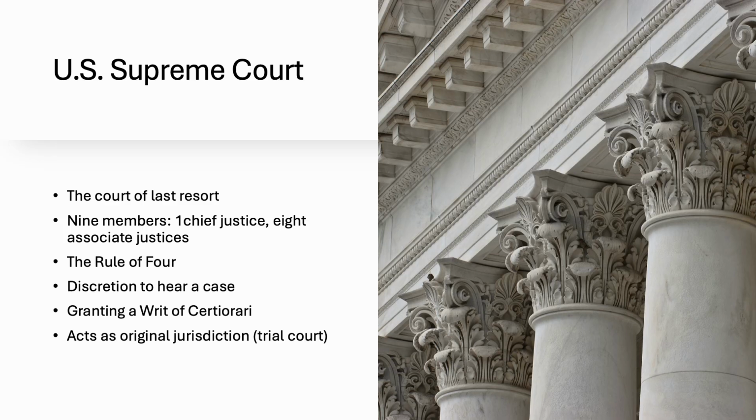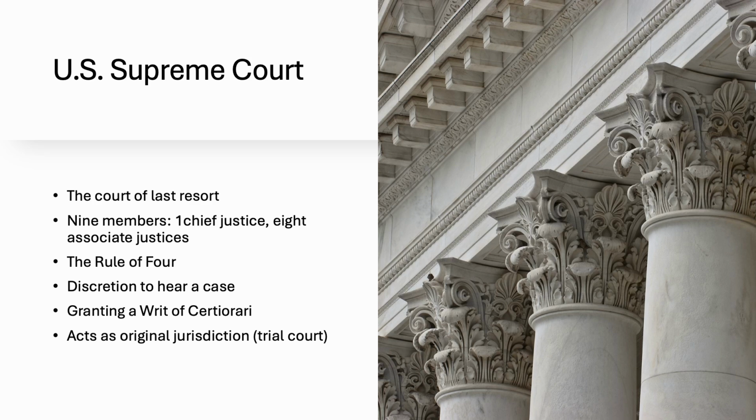The next level is the U.S. Supreme Court. The court is also called the Court of Last Resort. It is composed of 9 members: 1 Chief Justice and 8 Associate Justices.